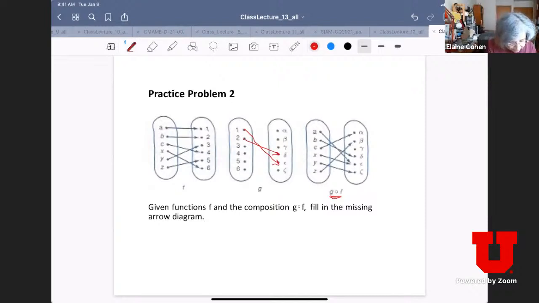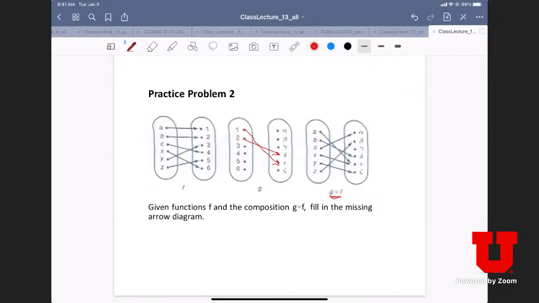Okay, now C goes to 4, and here C goes to alpha. So where does 4 go to in function G? 4 goes to alpha.